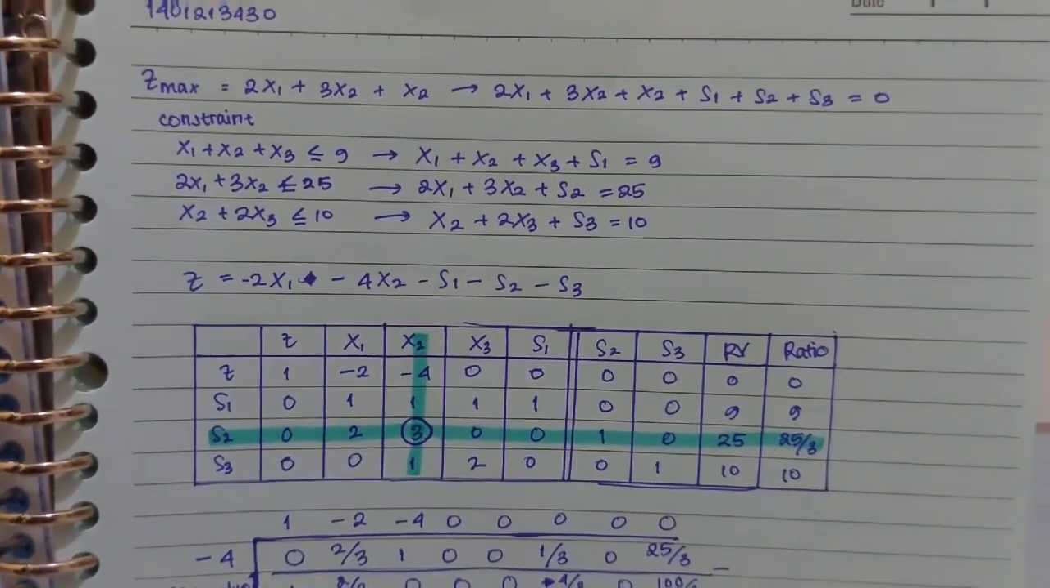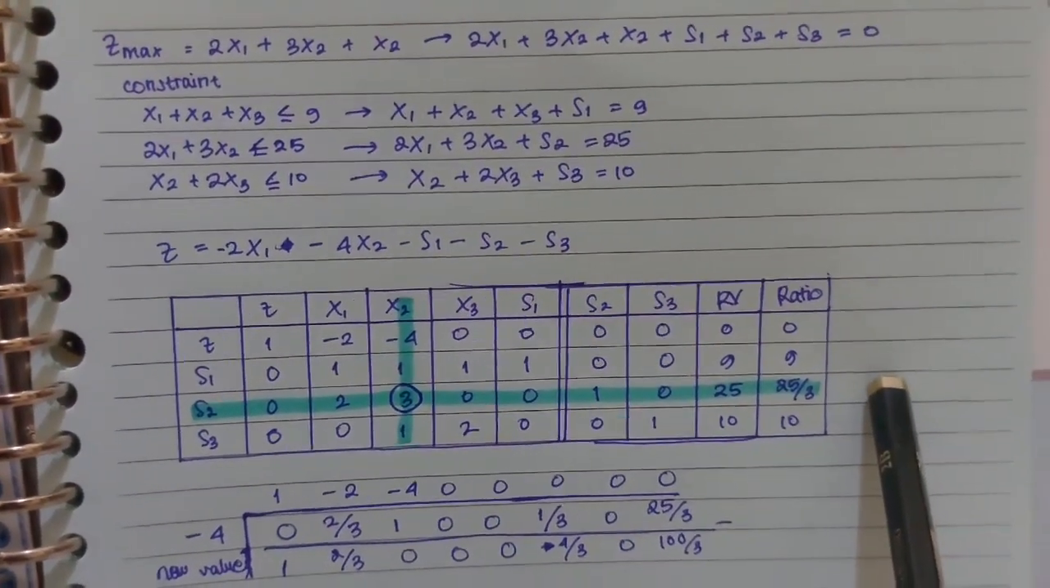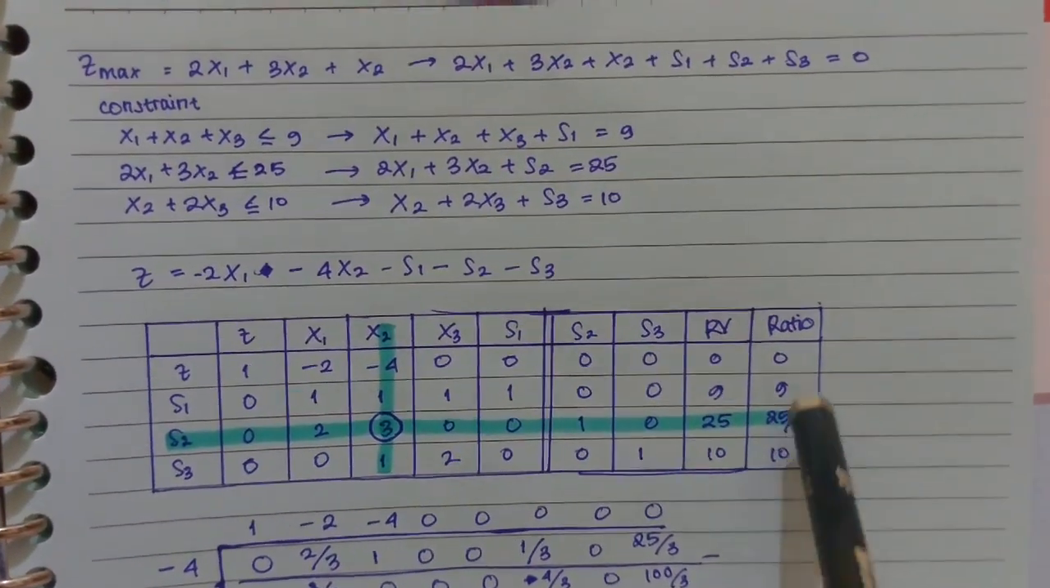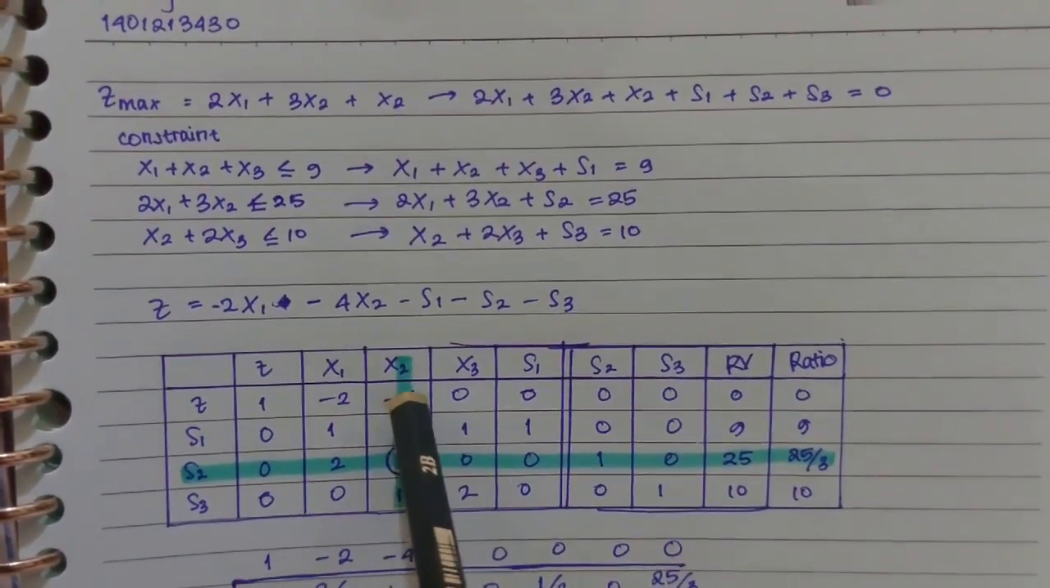And then how do we find the key row? We find the ratio first. How to find the ratio? By dividing the right value by the key column.